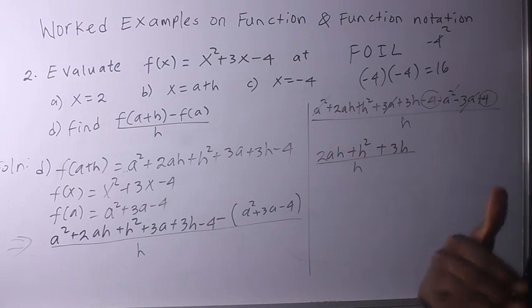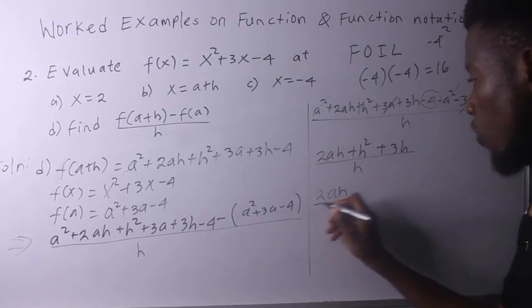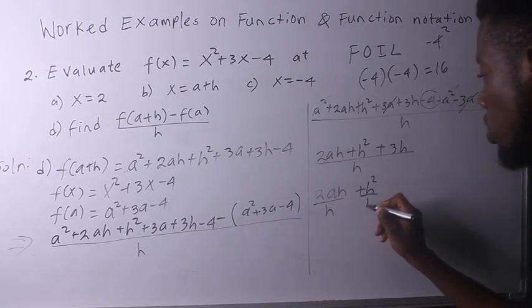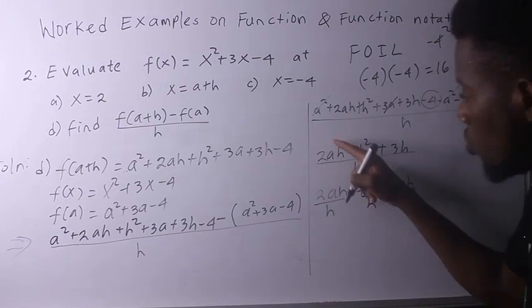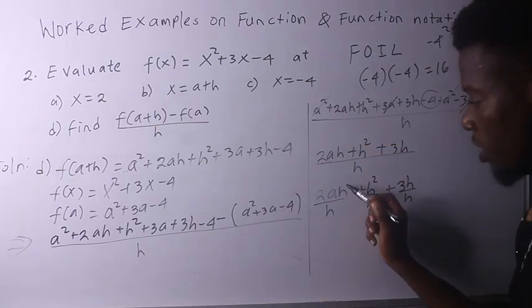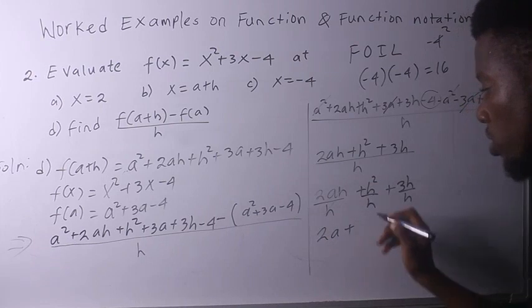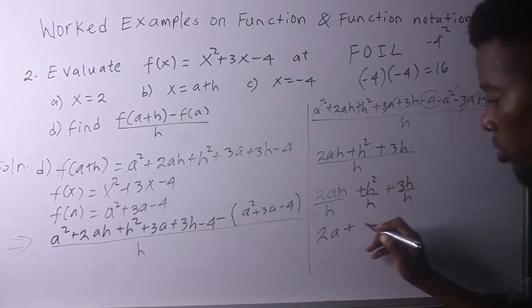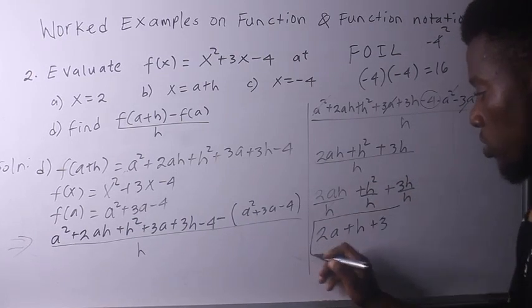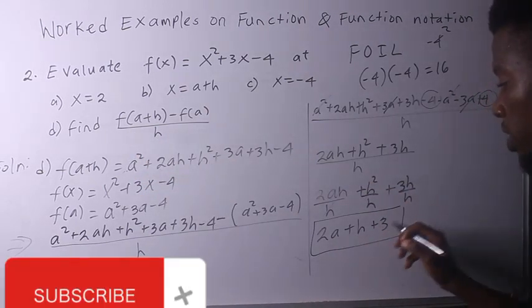So to simplify this, we must divide each term by h. So we have 2ah over h plus h squared over h plus 3h over h. So take each of these and give it its own denominator. So what we observe is that this h and this h are going to cancel out. We're just going to have 2a. Then h goes into h squared h times, so we have plus h, and then h and h cancel, we have 3. So if we evaluate this difference quotient formula, we have 2a plus h plus 3.